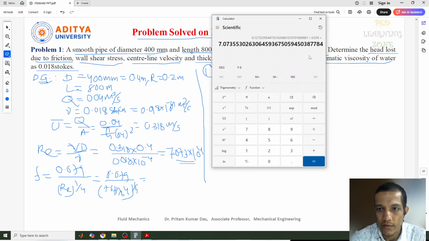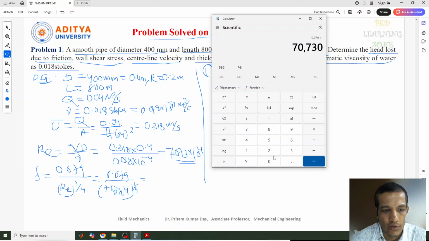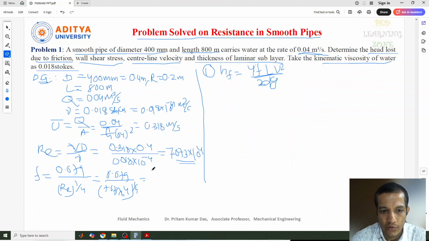First we'll solve this one, then we'll go for that. So this is nothing but 7.073 into 10 to the 4, so we will write 70730, to the power 1 by 4, which we can write as 0.25. 70730 to the power 0.25 gives 16.30. So that we can write 0.073 divided by 16.30.